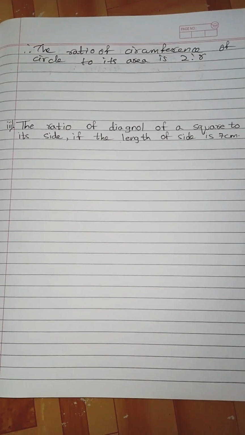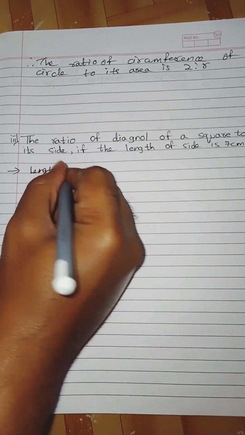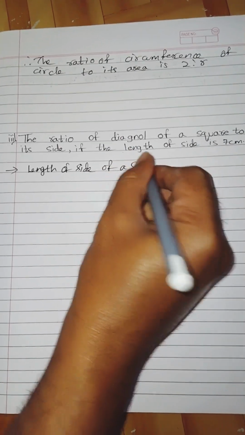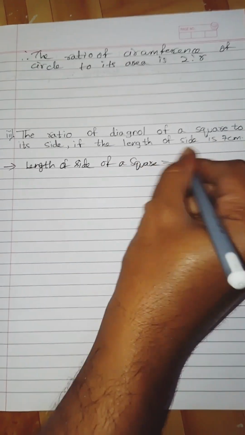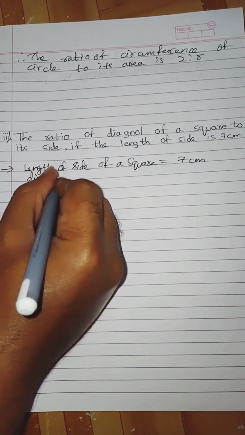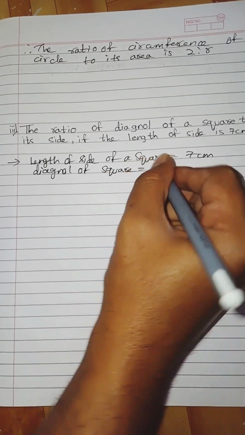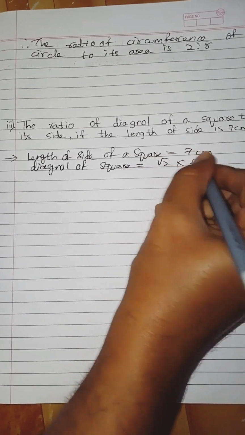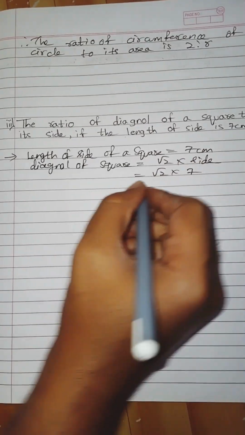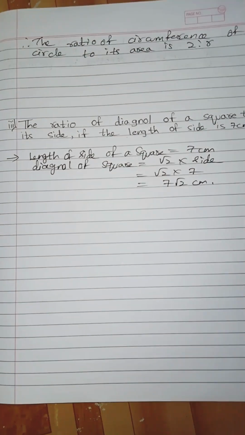First of all, the length of side of a square is given as 7 centimeter. The formula for diagonal of a square is root 2 multiplied by side of a square. So root 2 multiplied by side 7, root 2 into 7, 7 root 2 centimeter.